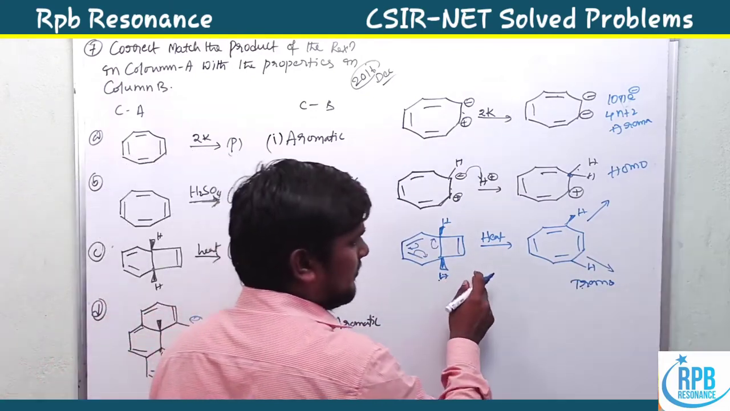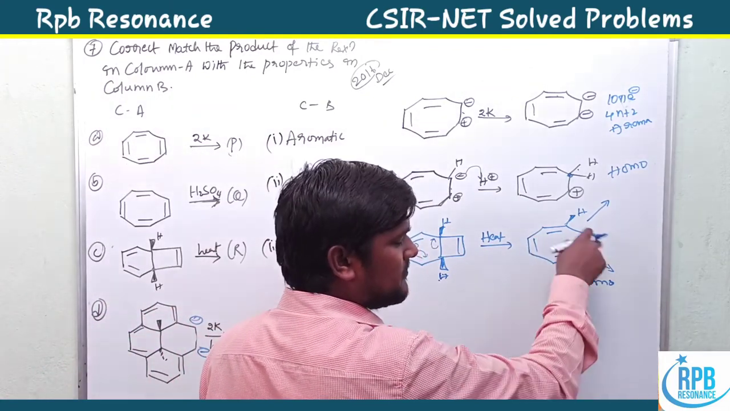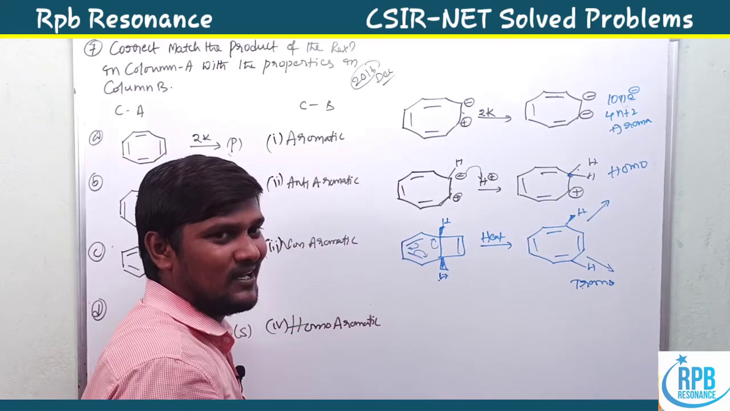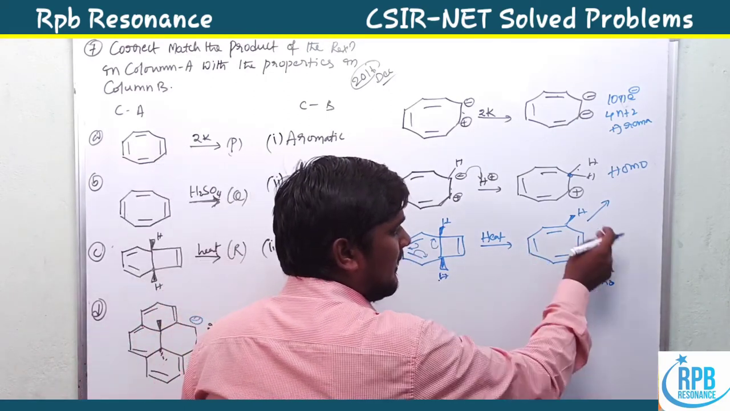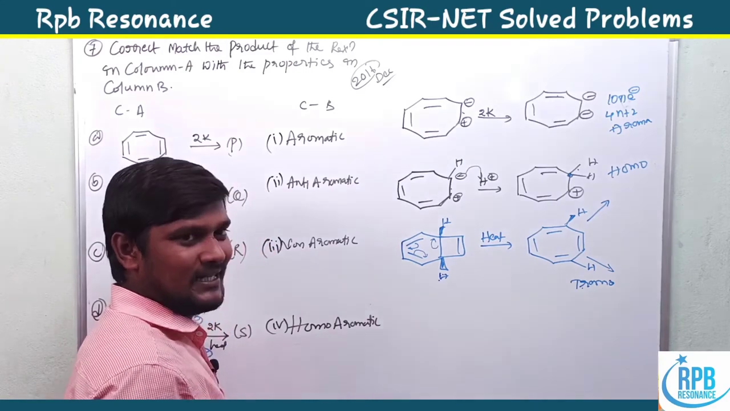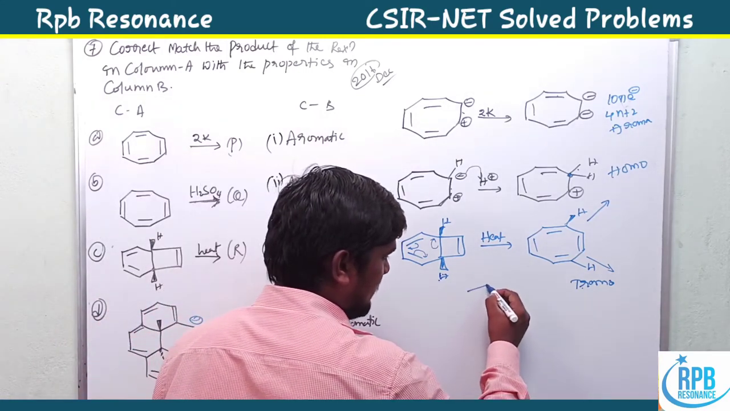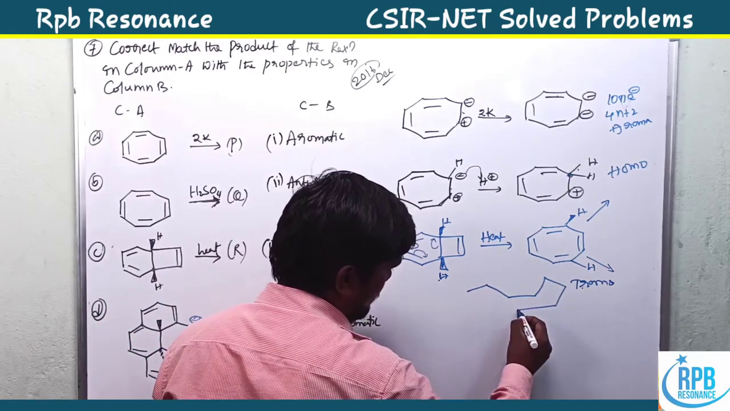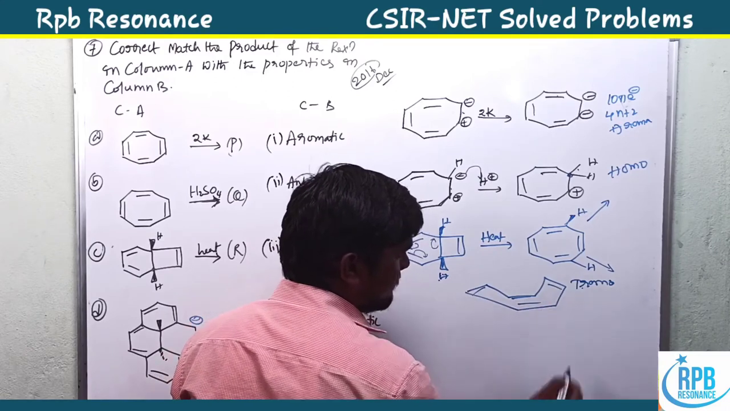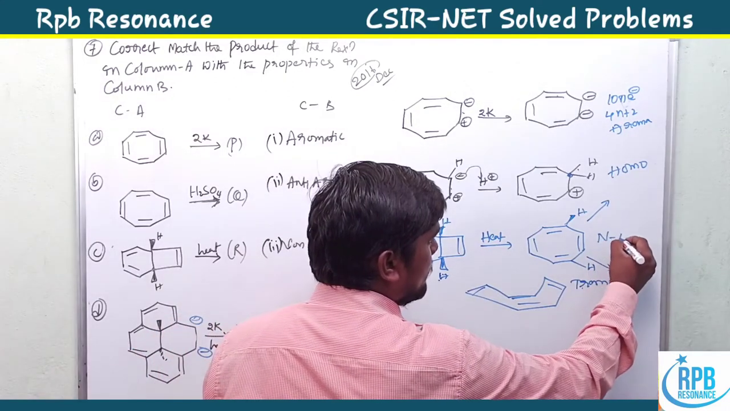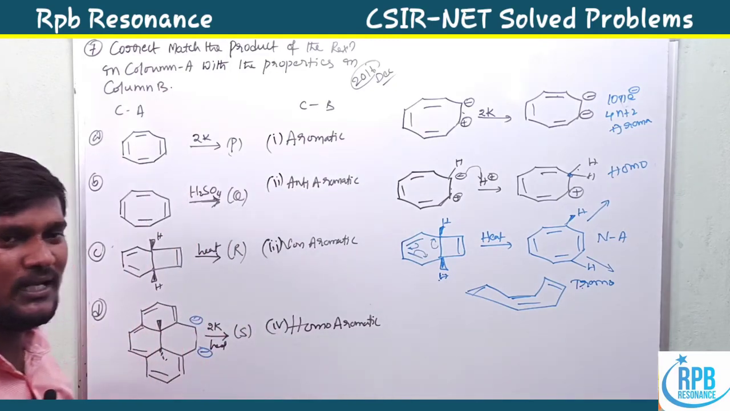Now the third one. It undergoes the electrocyclization reaction, but it gives a cyclooctatetraene. So cyclooctatetraene has this type of tub shape. Due to the tub shape, it is a non-planar compound. Non-planar compounds are non-aromatic in nature.